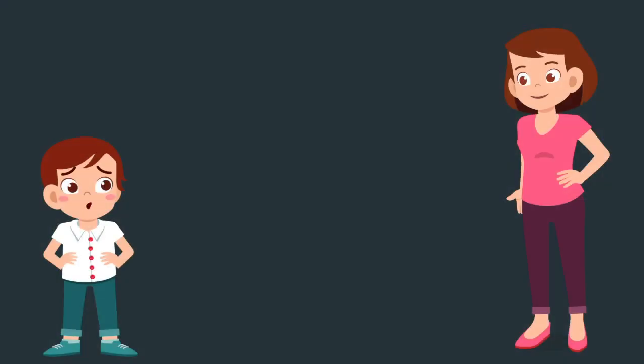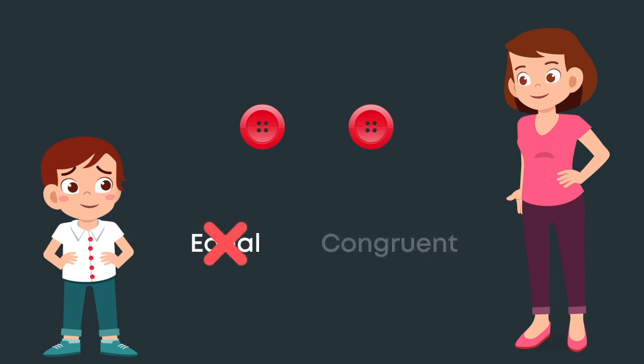Mom, I found the button that matches the other buttons in my shirt. Rahul found two buttons of the same shape and size. Can we say that the buttons are equal? We use the word equal while talking about quantities and not objects. We call these objects congruent objects.